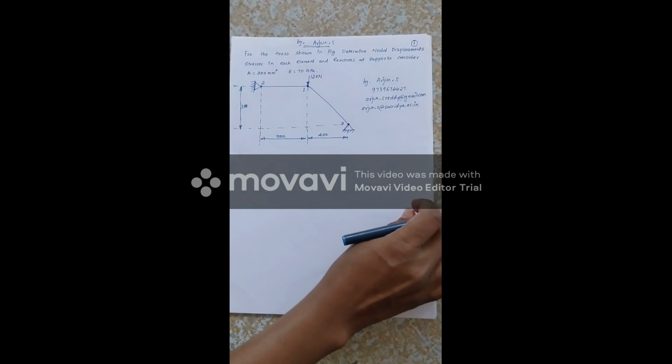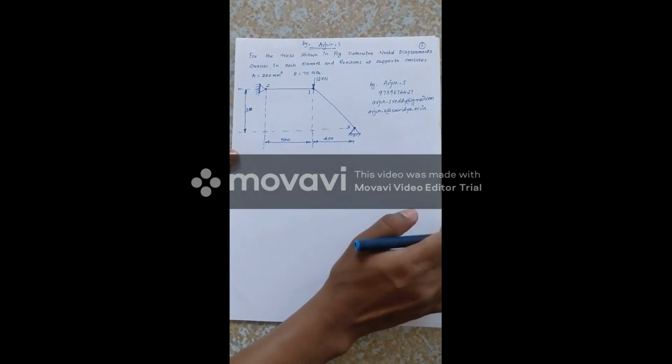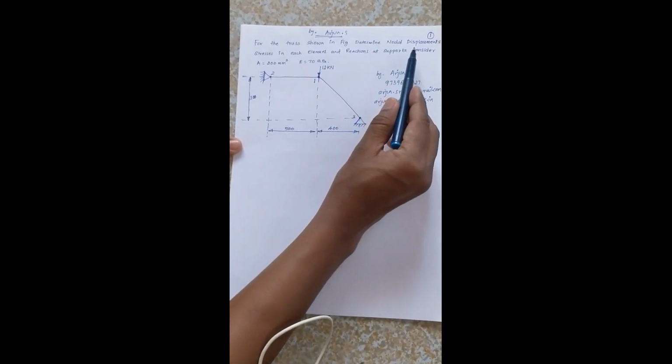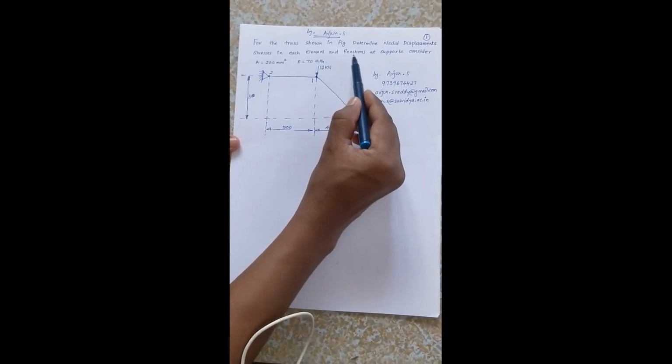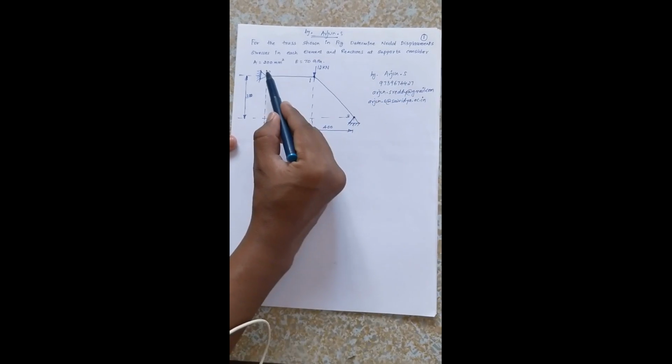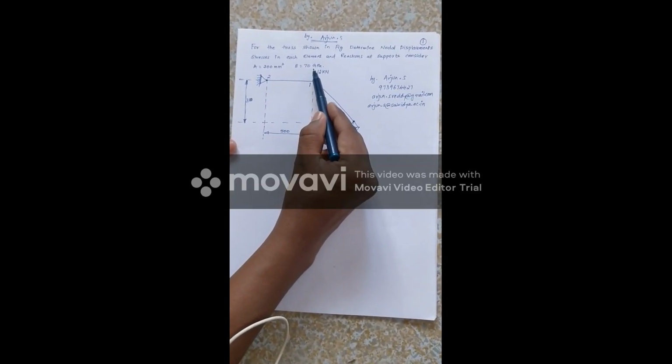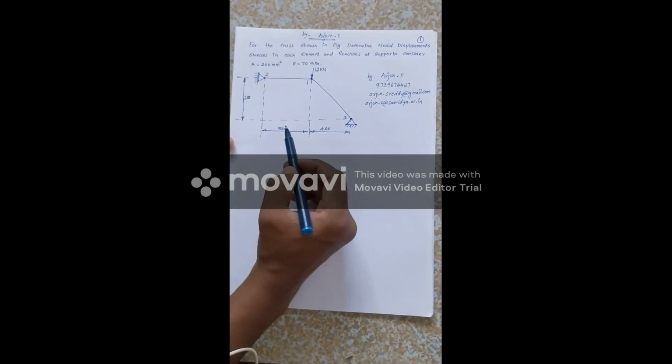Okay, now we will see how to solve the problem on trusses. And this is a given problem. For the truss shown in the figure, determine nodal displacements, stresses in each element and reactions at supports. Considering A is 200 mm square and Young's modulus of the material given is 70 GPa. Now this is the problem given.